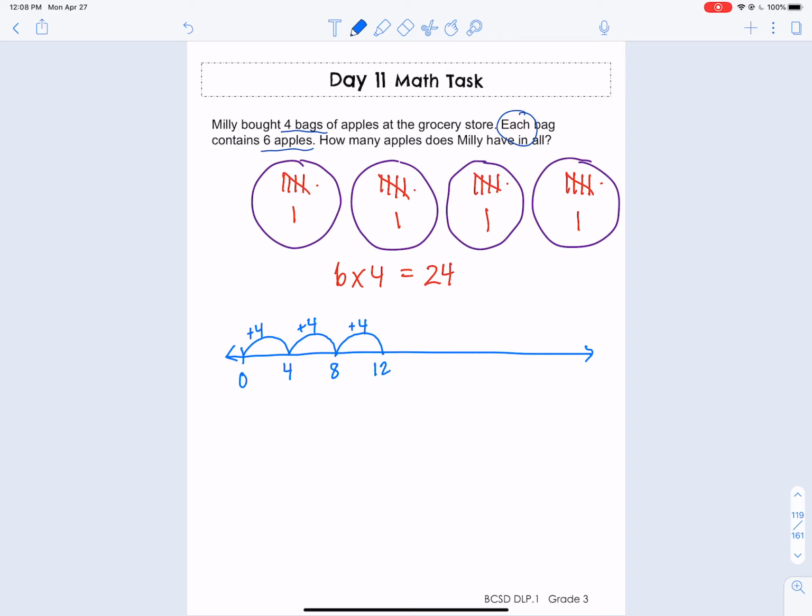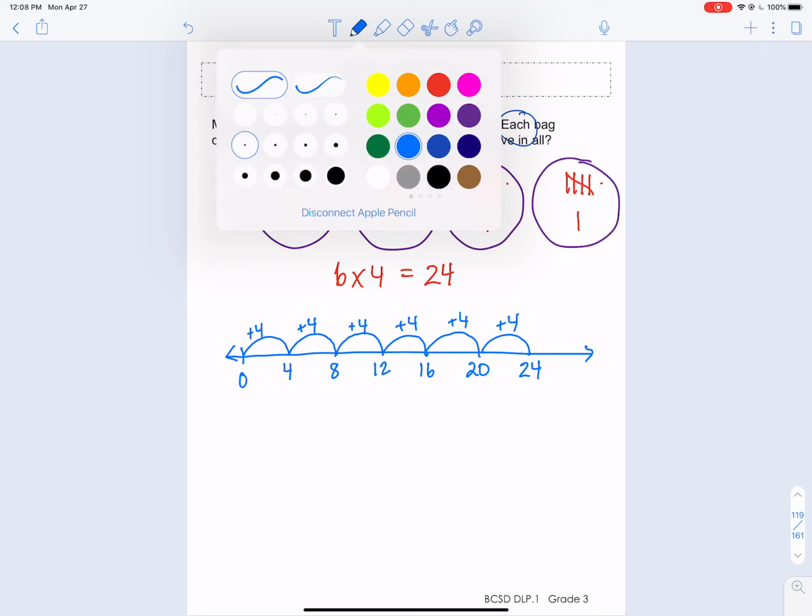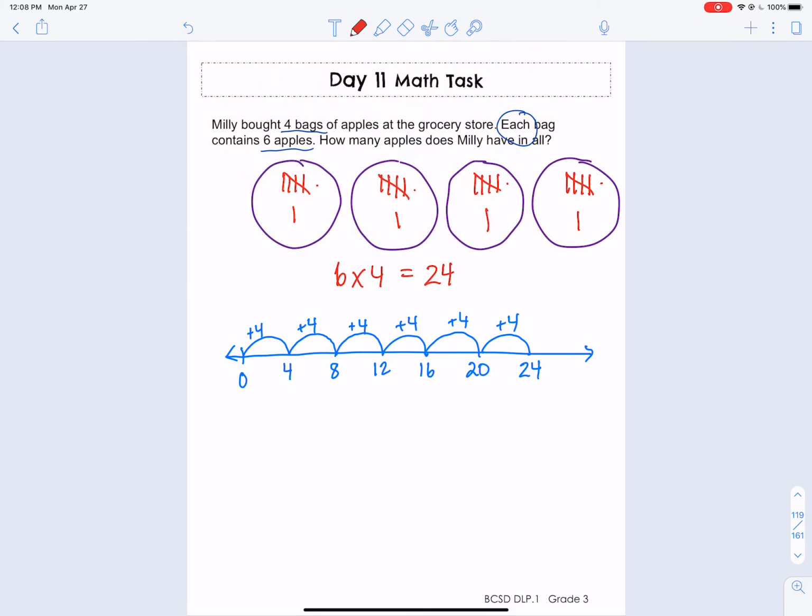Okay, so that's 1, 2, 3 jumps. Another jump, I land on 16. That's my 4th jump. The 5th jump, I land on 20. And on the 6th jump, I land on 24. I always like to go back and just count and make sure that I definitely jumped the right amount of times. I see 1, 2, 3, 4, 5, 6 jumps. Therefore, once again, I have proven that 6 times 4 equals 24.